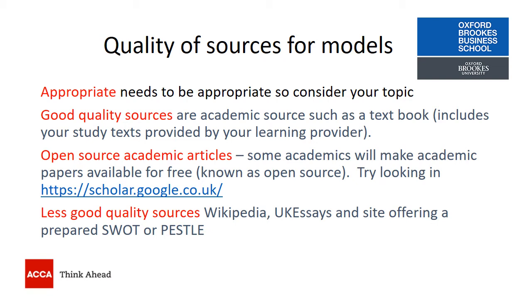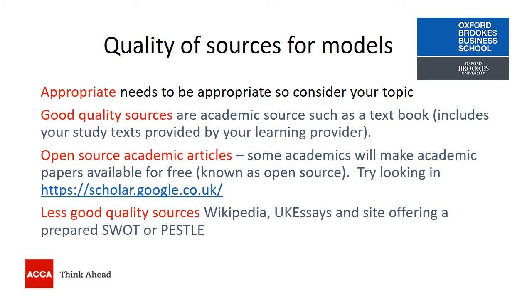So it needs to be appropriate for your topic. Think about good quality sources. So academic sources such as textbooks and the textbooks provided by your learning provider are very relevant. Open source academic articles are very relevant too. And there is a separate website that academics use called Google Scholar. So scholar.google is a source of academic information.